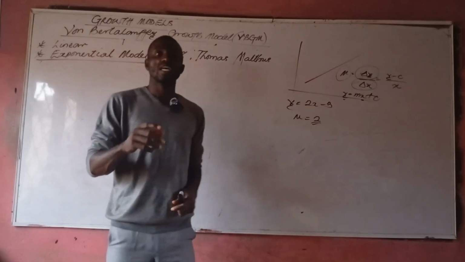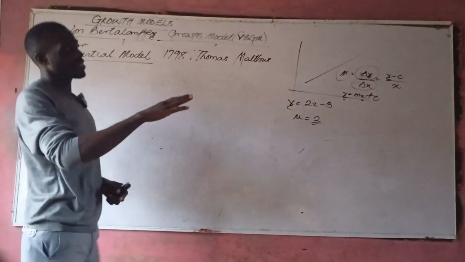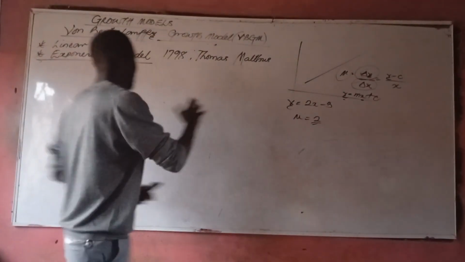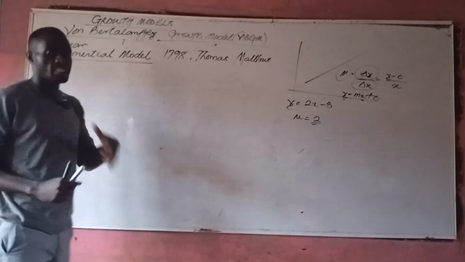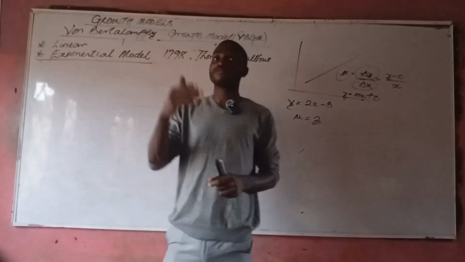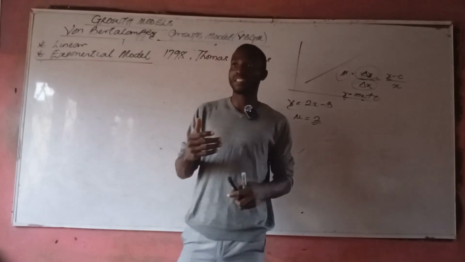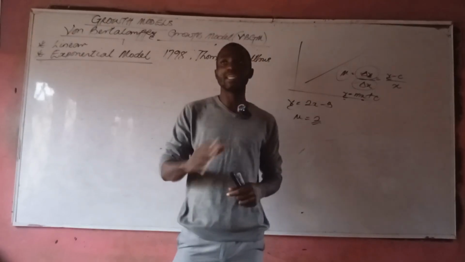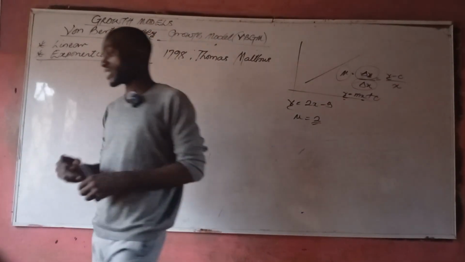Okay. So initially we said that... what was I saying? Now the exponential model. In the exponential model, what we are saying is that the rate of change in weight of an organism per unit of time is directly proportional to the weight at the particular time. Let me put that in context.